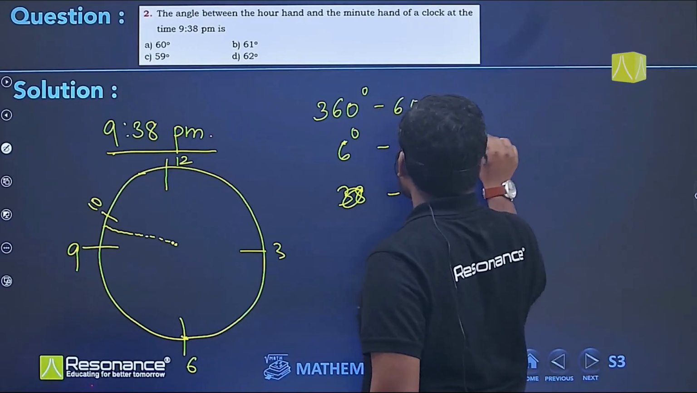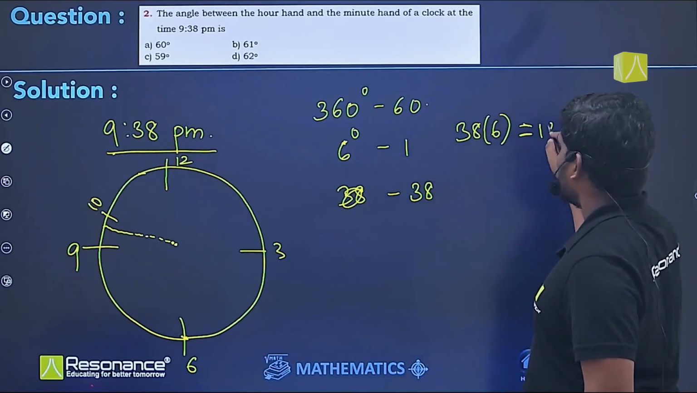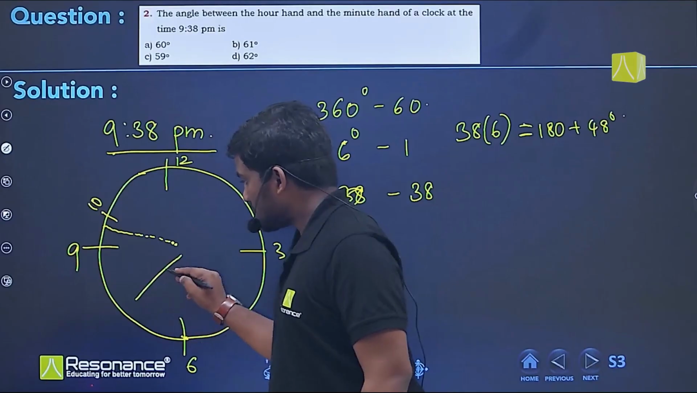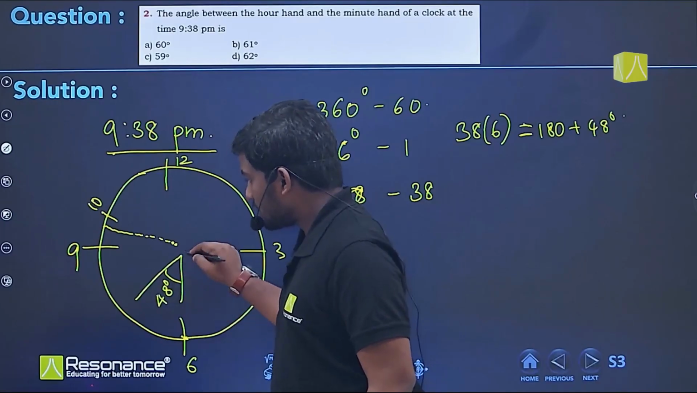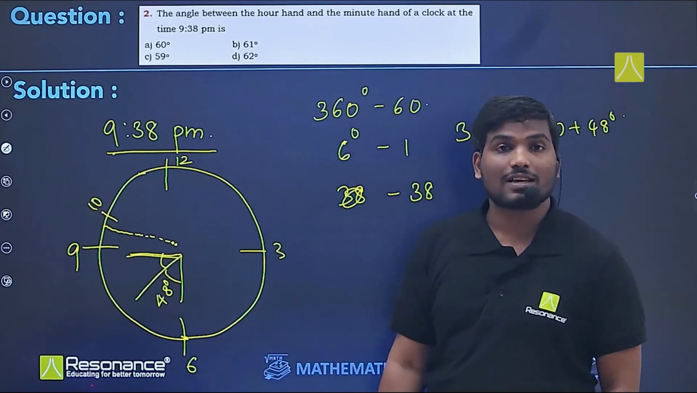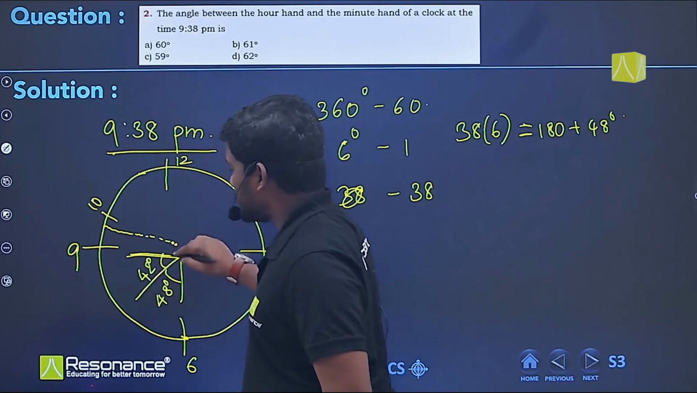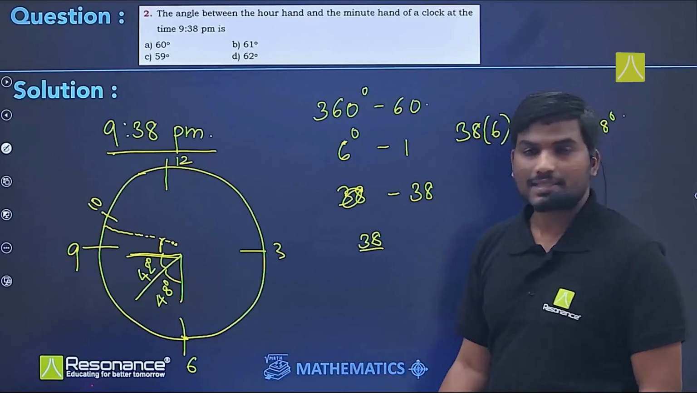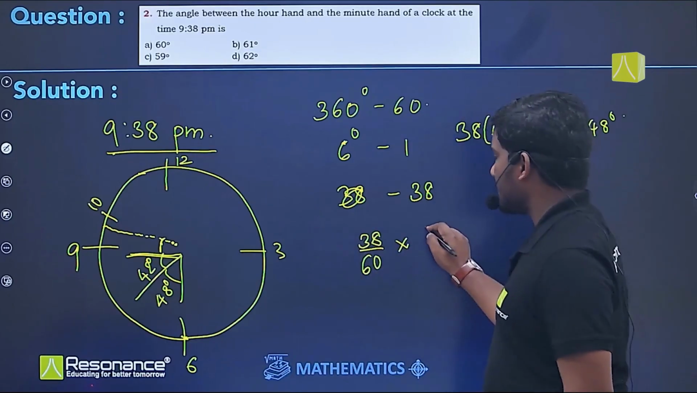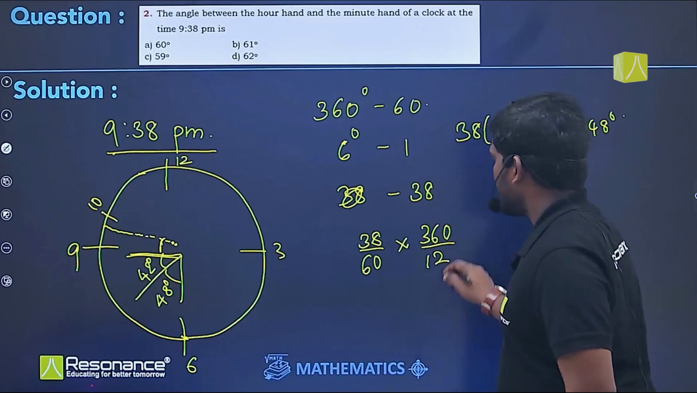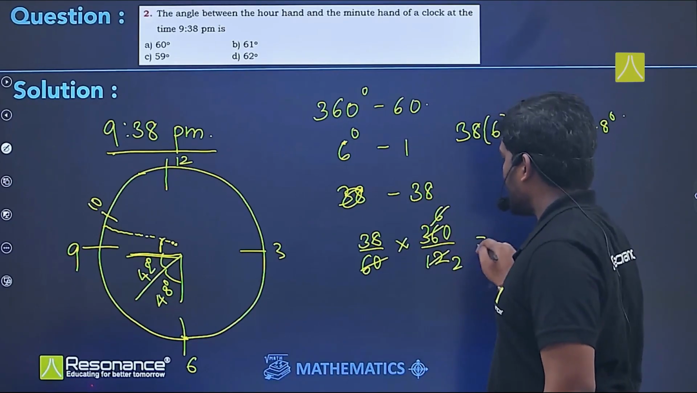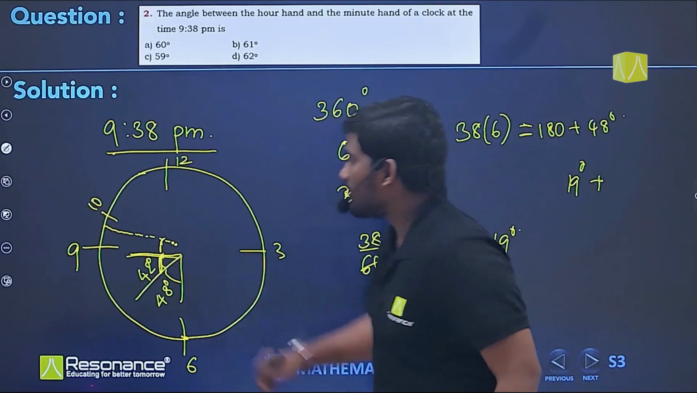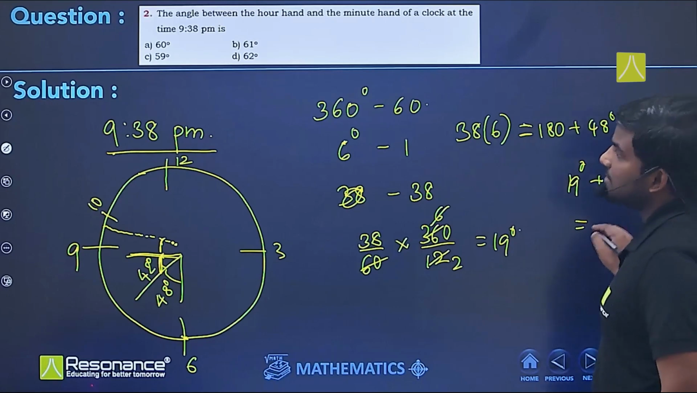we have 38 into 6 degrees, which is 180 plus 48. Now this is 180 degrees, so it is 48 degrees here. So this is 90 minus 48 degrees, which is 42 degrees. Now this is 42 degrees, and this part is 38 by 60 into each hour, it is 360 by 12. So this is 19 degrees. So the angle would be 19 degrees plus this 42 degrees. So the answer is 61 degrees.